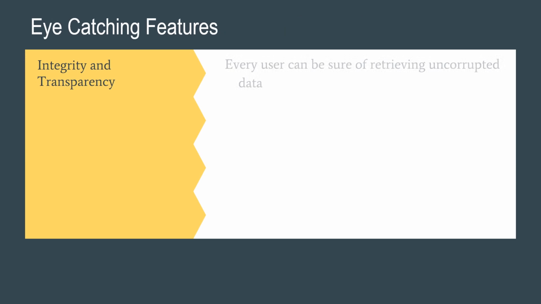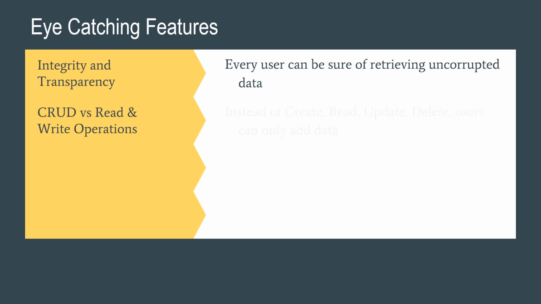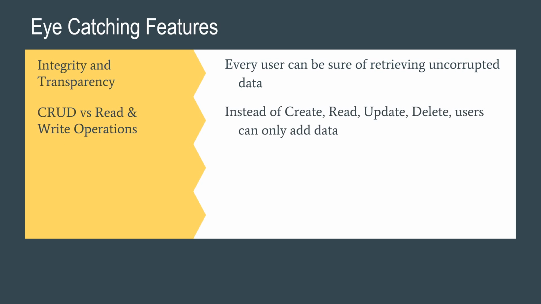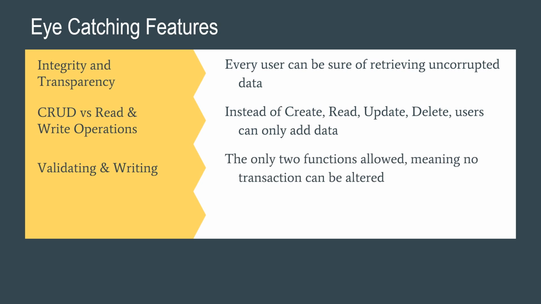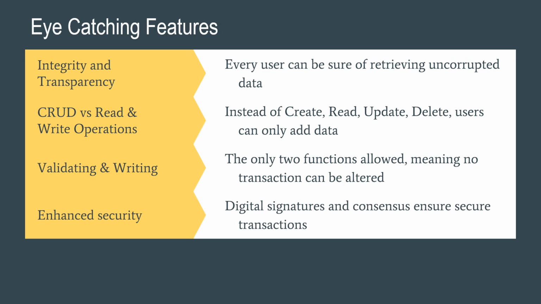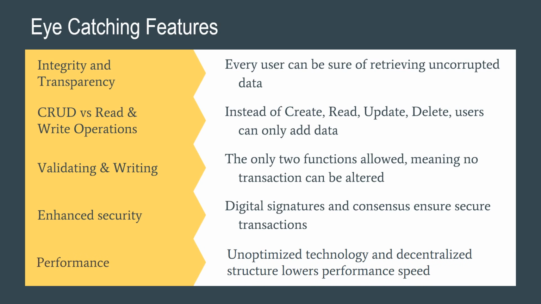So let's see some eye-catching features of blockchain. The first one is the integrity and transparency brought by blockchain. The second one is that blockchain supports only read and write operations, as compared to the CRUD operations supported by a relational database. Thirdly, the validating and writing which blockchain allows. And lastly, the enhanced security. But there is one drawback of blockchain, which is the performance. Due to enhanced security, the performance has to be compromised here.